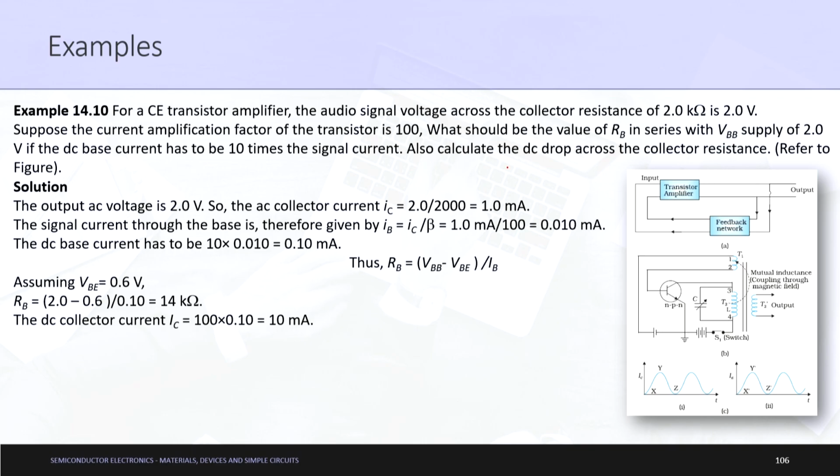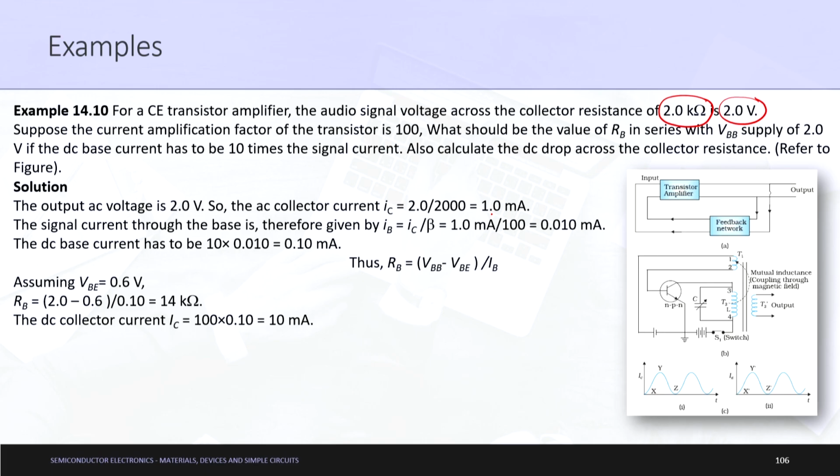So, also calculate the DC drop across the collector resistance. Okay, so let us understand clearly. First of all, what is the output AC voltage given to you? The output AC voltage given to you is 2 volts. Using this 2 volt output voltage and this value of resistance given to you, can we calculate the value of current? So, current is nothing but equal to 2 upon 2000, which will give you 1 milliampere.